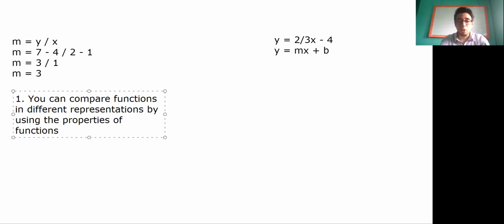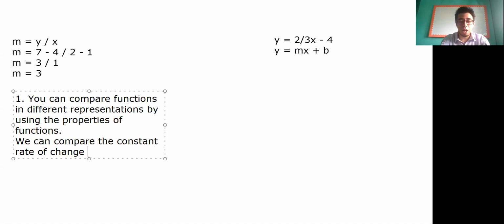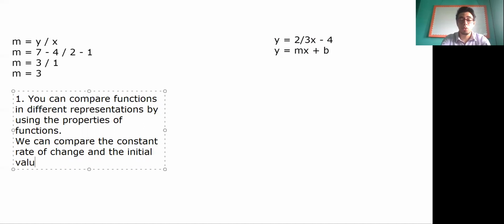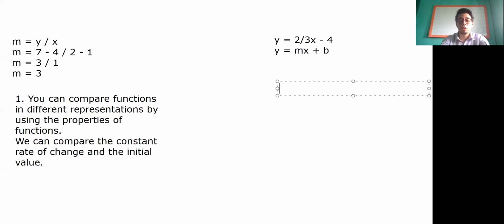So we can compare the constant rate of change and the initial value. So again, the constant rate of change is the slope and the initial value is going to be the y-intercept. For the number 2, I'm going to solve it in here because in the number 2 we need more space. The number 2 is a little practical.